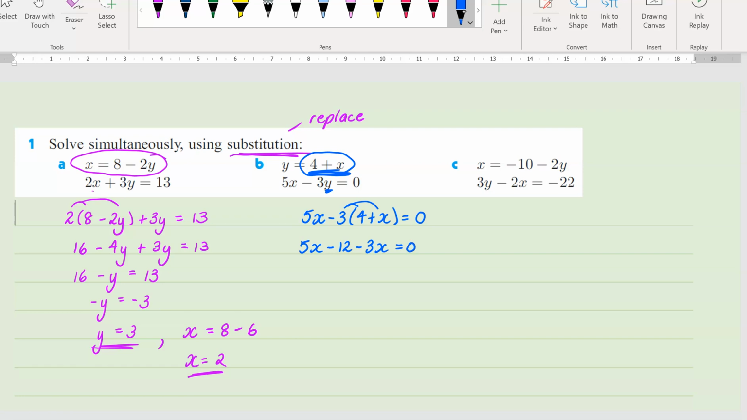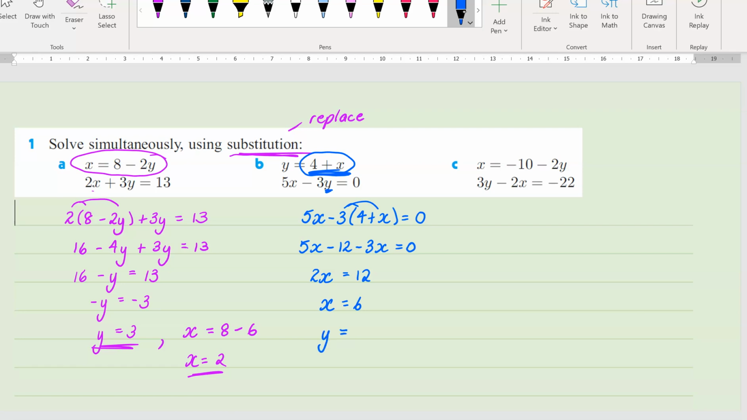That equals 0. So I'm going to tidy up here by gathering my like terms. 5x take 3x is 2x. This take 12 goes on the other side, becomes positive 12. And, well, I mean, you can tell from here, 2 times 6 is 12. So x is 6. Don't forget, let's find y.